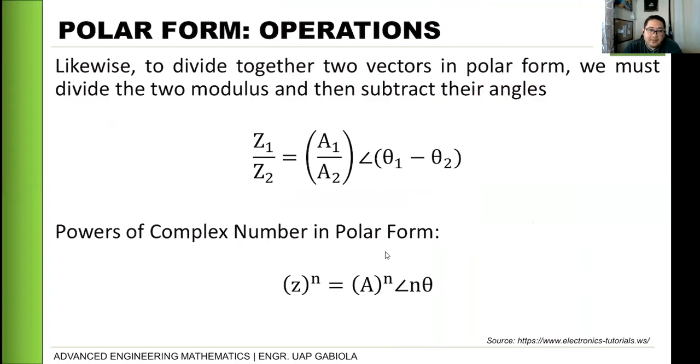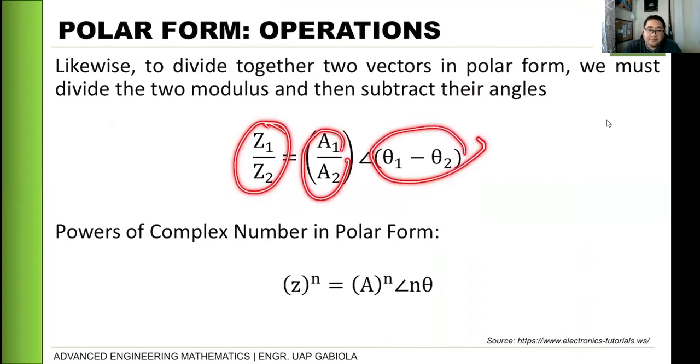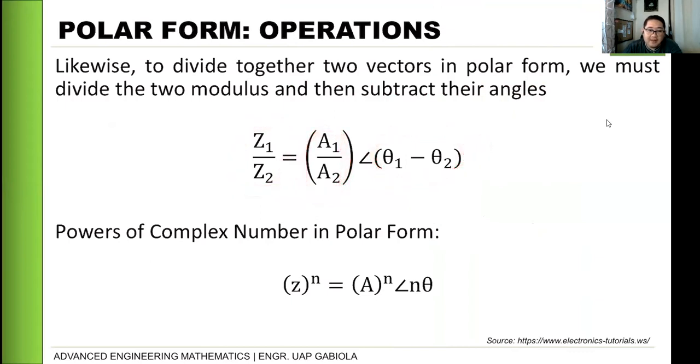Ito, sinabi na din sa division. So kung divide yung operation, divide lang natin yung absolute value and then minus lang natin yung kanyang argument. And then meron tayo isa pa dito. Kapag halimbawa naka-raise sa power yung complex number natin in polar form, yung z raised to n natin, makukuha natin yung kanyang simplified form by using yung polar form niya. And then, yung absolute value is raised by the same power and then yung angle natin is multiplied by that power. Okay? Kung ano man yung value niya.